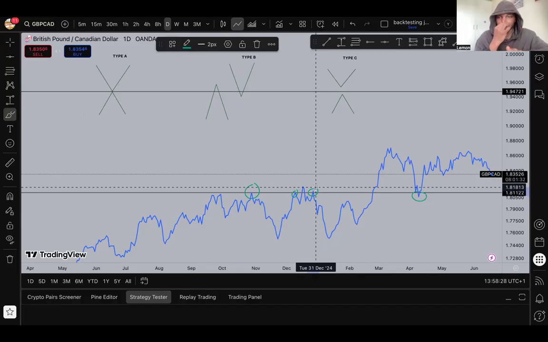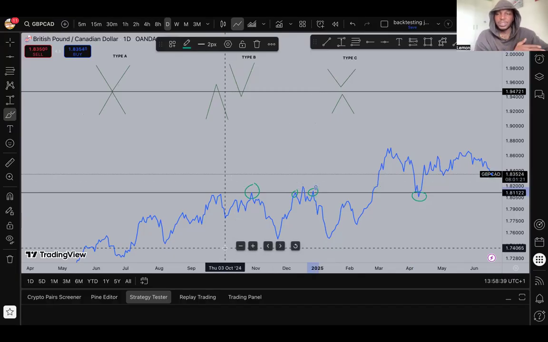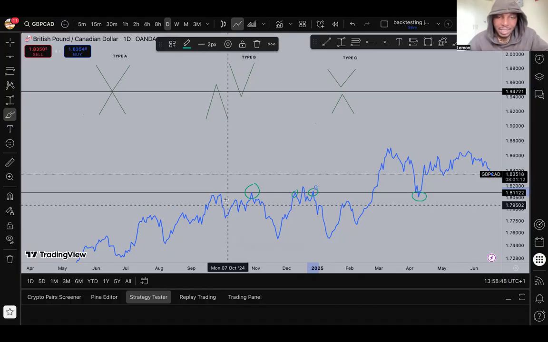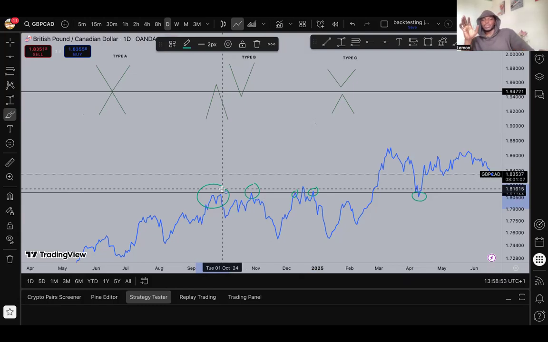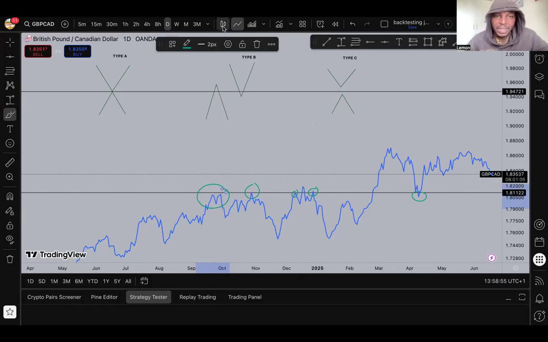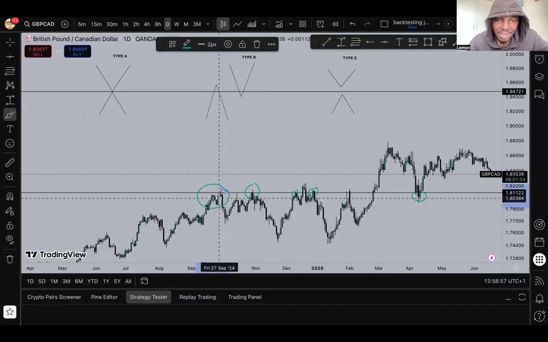So basically type A, type B, and type C. Our type C support and resistance is close to the support and resistance, but it's not touching on our line graph. But if you go to our candlestick analysis, you can see the wicks are touching the support and resistance line. So these are type C. You get me? So these are ways of drawing your support and resistance line.